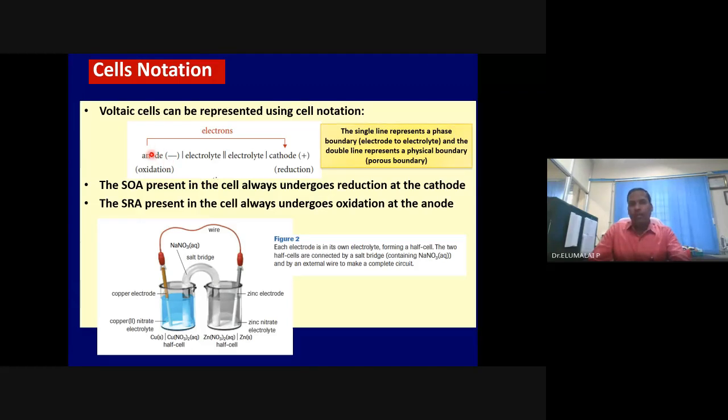And so we need to specify what is anode. For example, I have examples. Generally, I'm talking about now. So we will take a few examples later. So to my left, anode, to my right cathode.